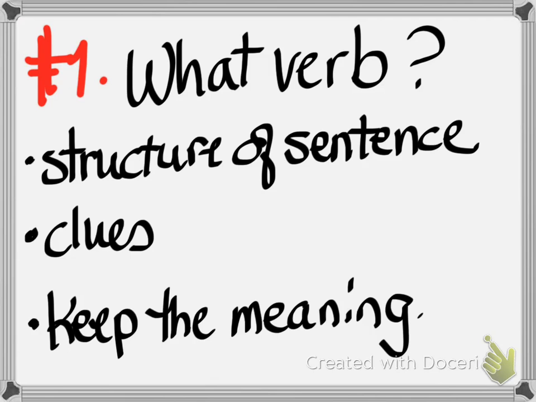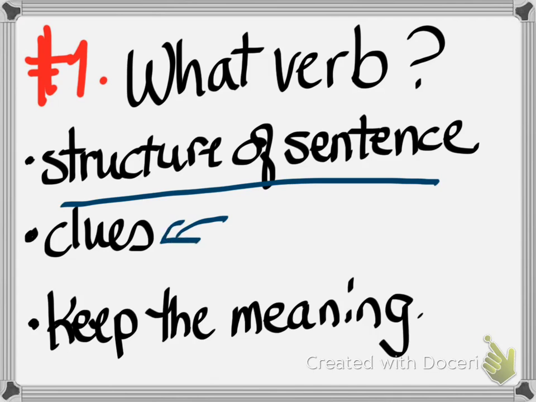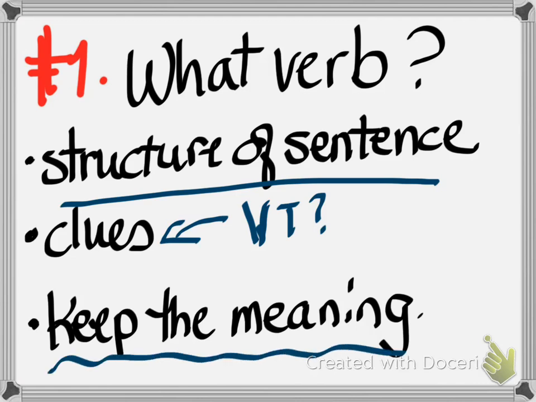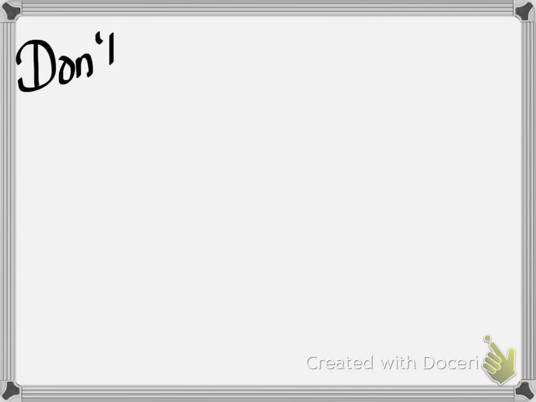We need to think about the structure of the sentence. Are there any clues that tell us what verbs or phrasal verbs are possible, for example, transitive or intransitive? Is it a verb that's only connected to a person or a verb that's for a situation? And always keeping in mind that we need to preserve the meaning of the original sentence. So let's take a look. Okay, here's an example here.